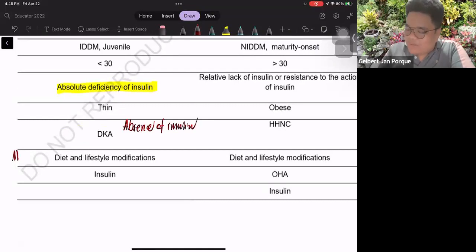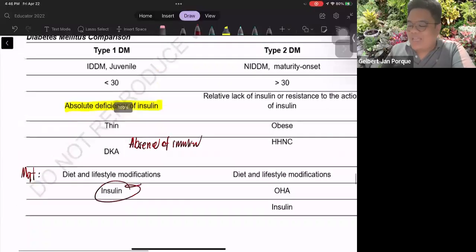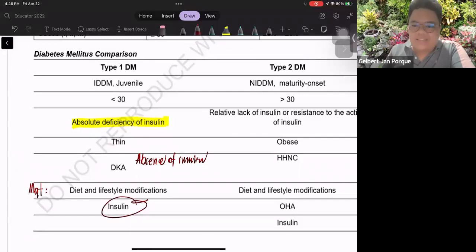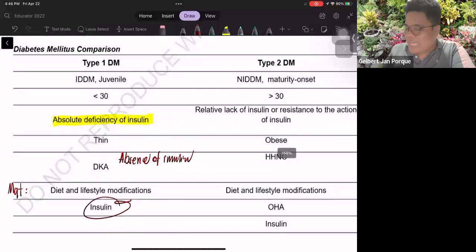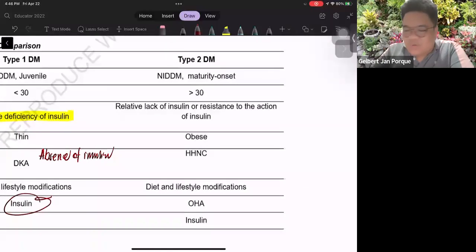For management, class, dietary and lifestyle modifications, but the keystone or cornerstone of its management, students, is insulin. As the name would imply, insulin-dependent diabetes mellitus, meaning they can't live without insulin. That's what they need.